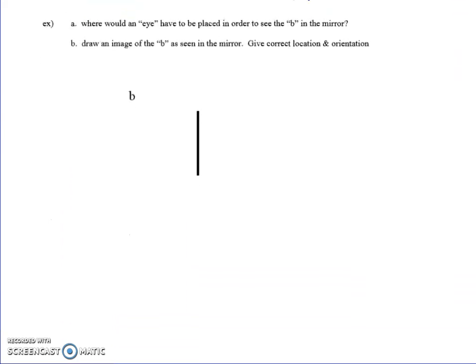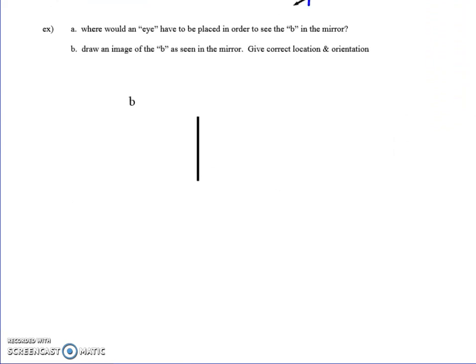So then we can do an important example. This is something you're going to see on a quiz, so pay close attention. If you don't understand, come in with questions. So let's say I have a mirror as represented by the solid line, and I place the letter B in front of it. I want us to do two things. Where would an eye have to be placed to see the B in the mirror, and draw the image of the B? So let's do the second part first.